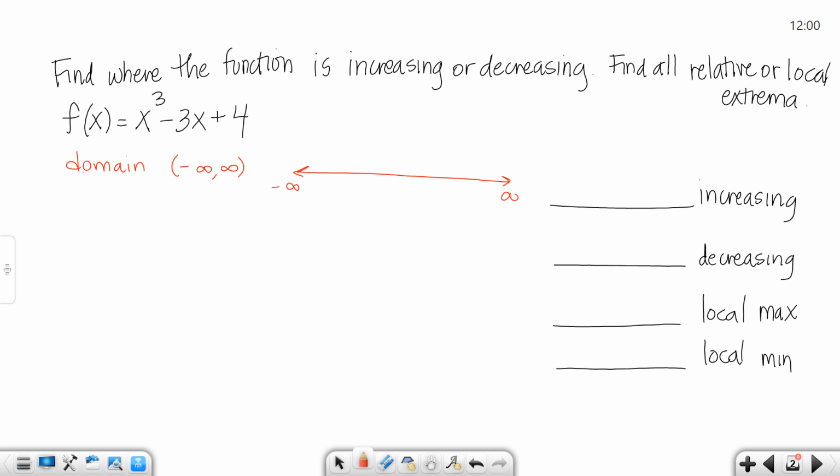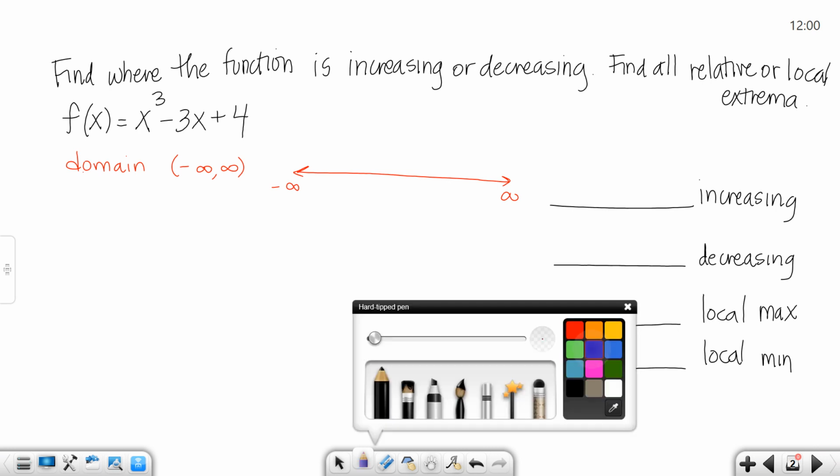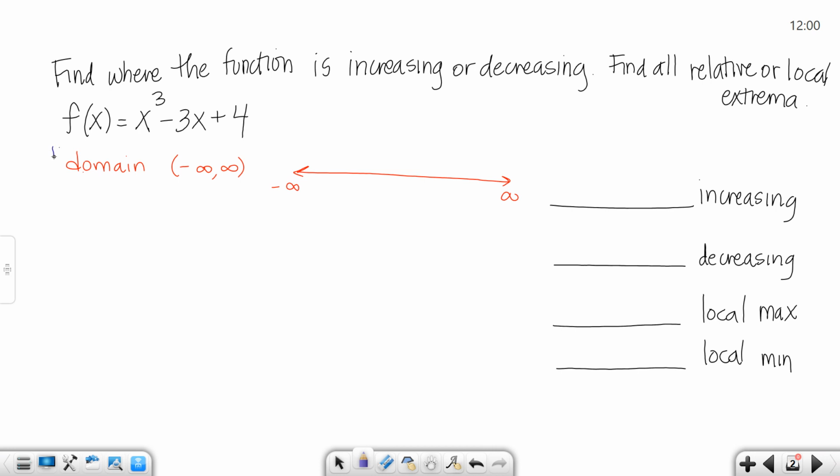Okay, step 2 tells us to find the critical numbers. So the way that we do that is we see where our derivative equals 0, and we see where our derivative does not exist. We don't have a denominator, so we don't have to worry about the does not exist part. My derivative of this function is 3x squared minus 3 plus 0. So it would be 3x squared minus 3. I'm going to set that equal to 0.